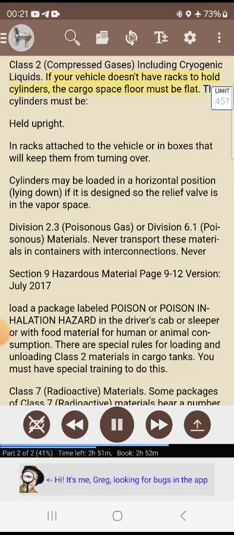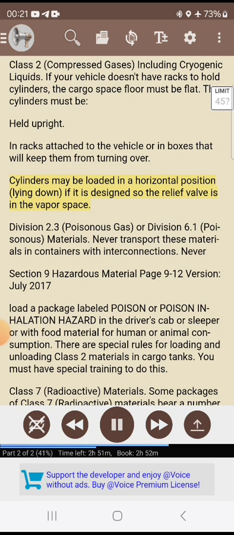If your vehicle doesn't have racks to hold cylinders, the cargo space floor must be flat. The cylinders must be held upright in racks attached to the vehicle or in boxes that will keep them from turning over. Cylinders may be loaded in a horizontal position, lying down, if it is designed so the relief valve is in the vapor space. Division 2.3 poisonous gas or Division 6.1 poisonous materials. Never transport these materials in containers with interconnections.